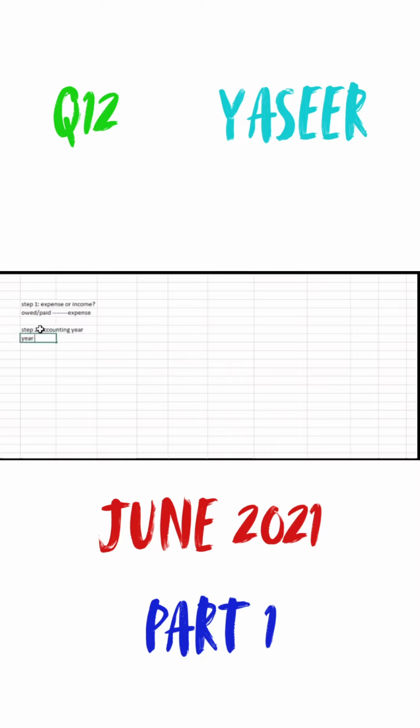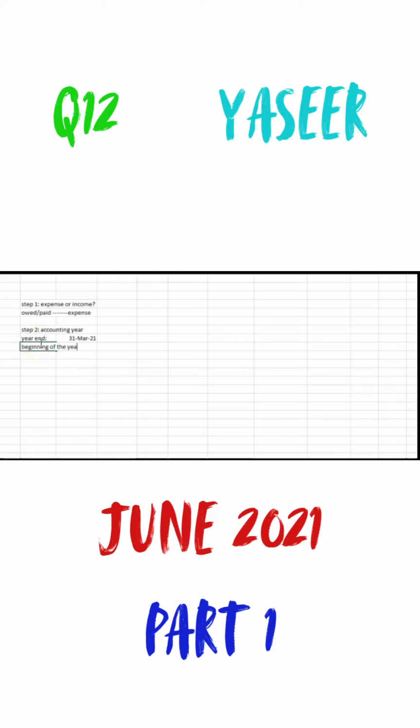Let's go to step 2, where we note down the accounting year. Our year end in this question is 31st March 2021, so the beginning of the year is 1st April 2020. The accounting year is therefore from 1st April 2020 to 31st March 2021.